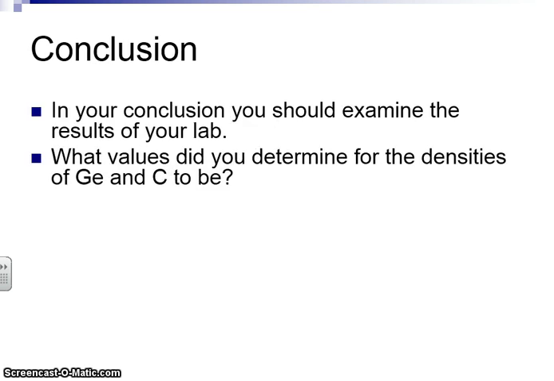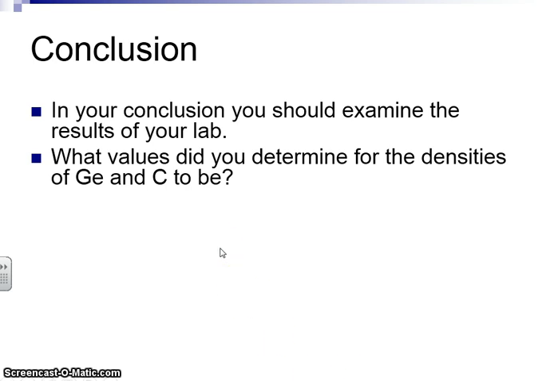Okay, after you've gone through your graph, you found that germanium value, you found your carbon value, you found the percent error for all of those. Finally, you're done with all your calculations, you're done with your graph. The last part you need to do is your conclusion, okay? In your conclusion, you're going to look at your results and you're going to summarize everything, okay?